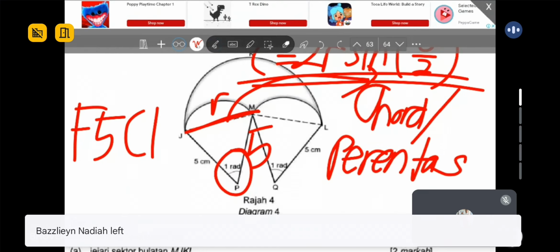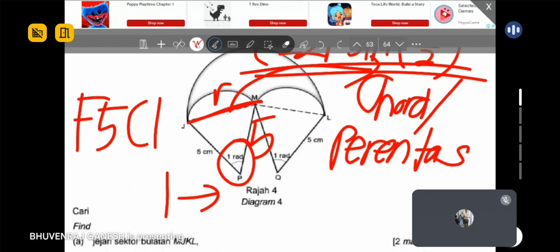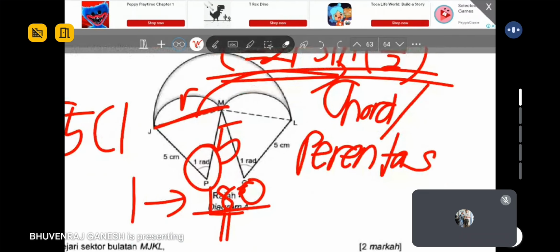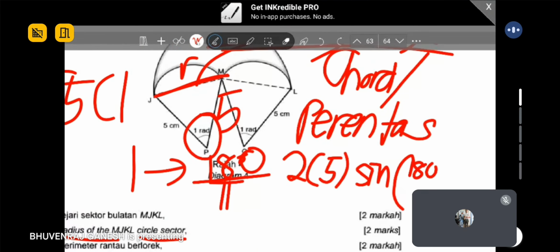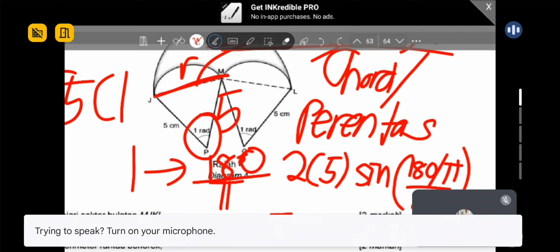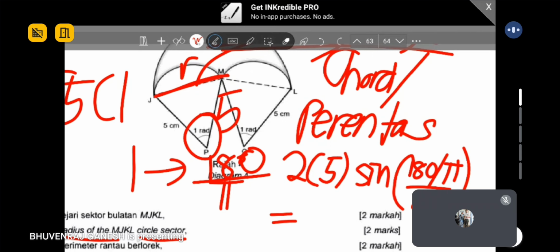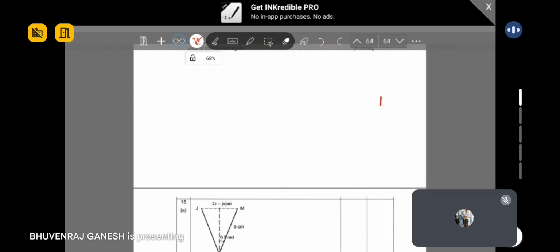So guys, first step, 1 radian, you need to convert to degree. Kamu kena kali 180 bahagi pi to get in degree. So guys, you substitute now: 2 pi sine 180 over pi bahagi 2. Press calculator and tell me what is the answer you get. Kamu semua dapat apa dari yang ni? If you press calculator, you will get 4.794. Am I right? So inilah jawapan dia. That's the answer.